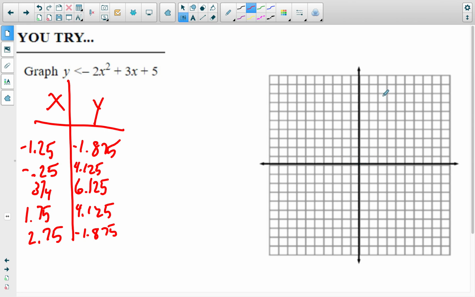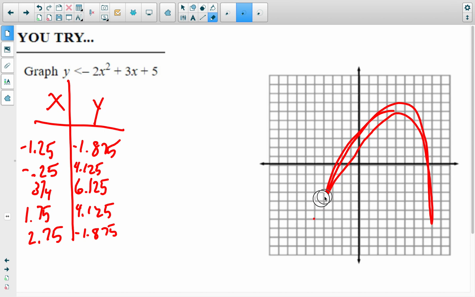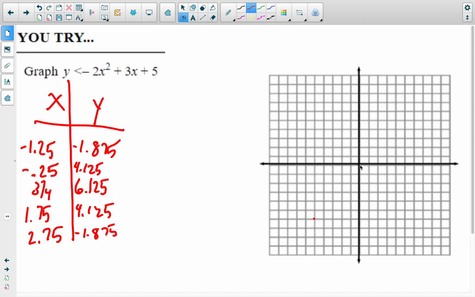So plot the points. You'll end up with something roughly this shape, except it should be dashed, right? If I plot right here, roughly there, and then I'll go out just barely down, and then something like that. We're going to be looking at a parabola that's something like that. Okay, and then we're going to shade below.